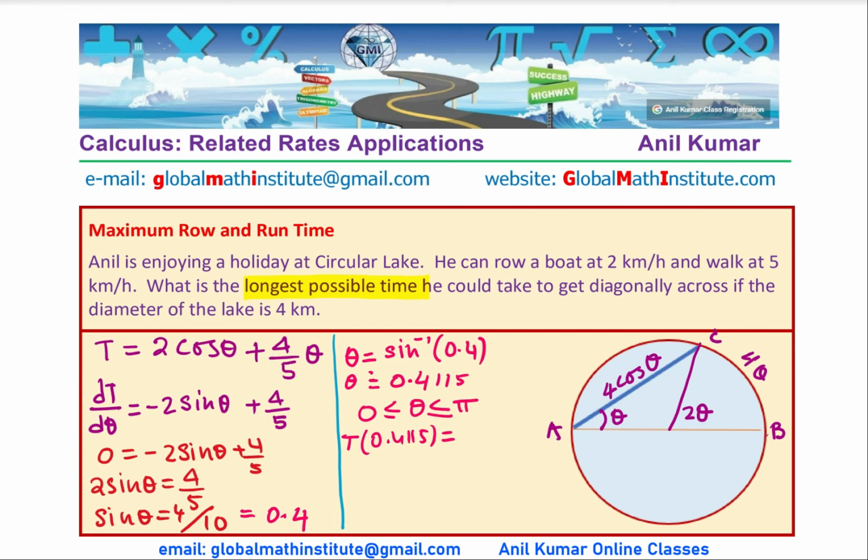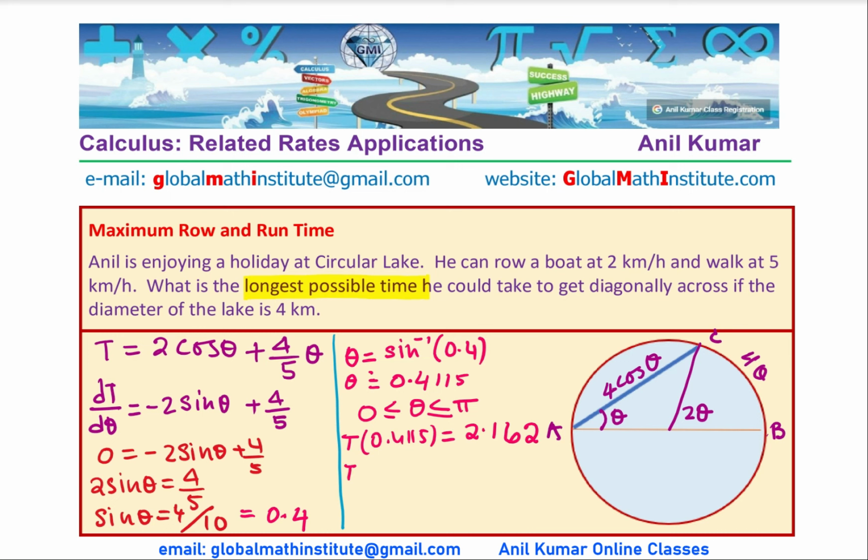So let's substitute this value and find the value of cos theta. So we have cos of the angle equals 0.91 times 2. And then to this, we'll add 4 times 0.4115 divided by 5. So we get a time which is 2.162.